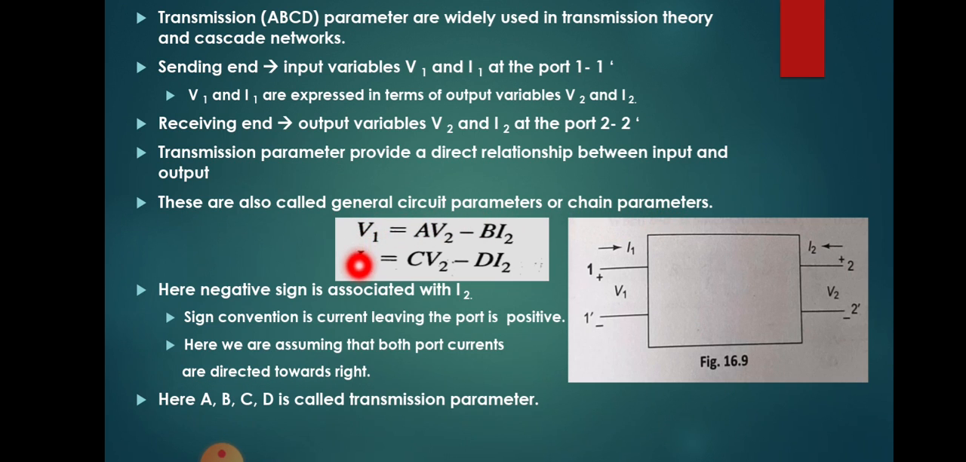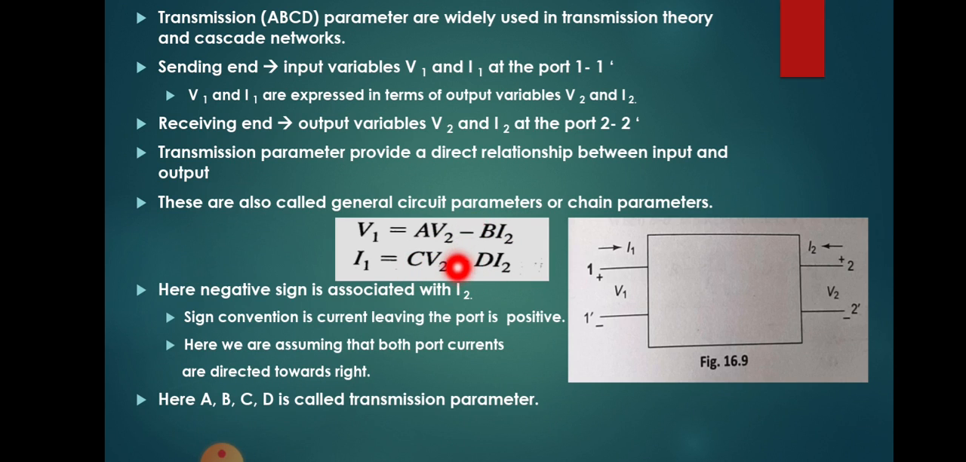Let us represent the equations for input variables V1 and I1. V1 will be equal to A into V2 minus B into I2. I1 will be equal to C into V2 minus D into I2. And here we are using a negative sign. That means V1 is expressed in terms of second port variables V2 and I2, and I1 is expressed in terms of second port variables V2 and I2. And here A, B, C, D are called transmission parameters.